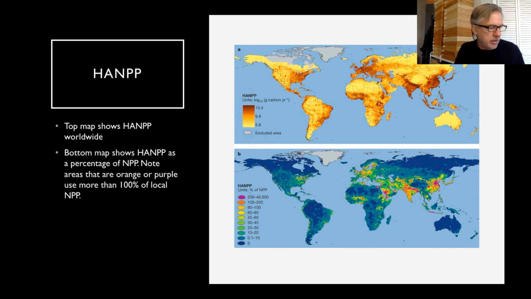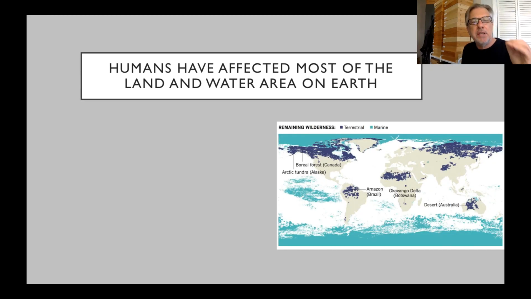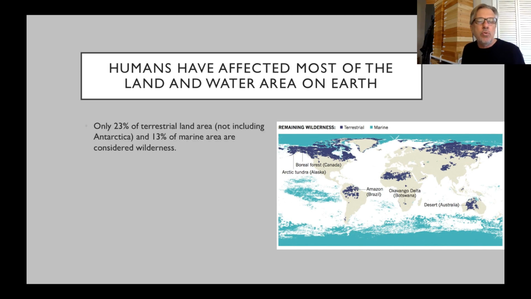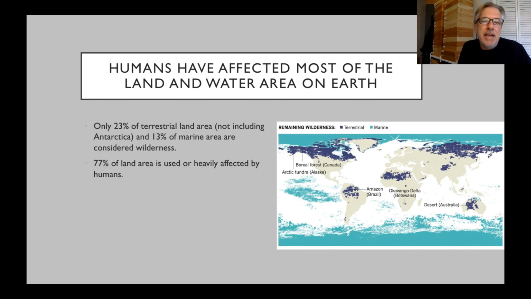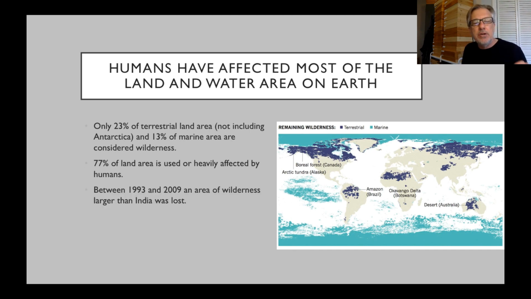Let's move on to the second issue. Humans have affected most of the land and water area on Earth. Now let that sink in. In a recent study, only 23% of the terrestrial land area, not including Antarctica, and 13% of the marine area are considered wilderness. It's amazing we've had a larger effect on the oceans than we have had on land. That means that 77% of the land area is used and heavily affected by humans. Between 1993 and 2009, an area of wilderness the size of India was lost to the globe. So we are still losing wilderness at an alarming rate.